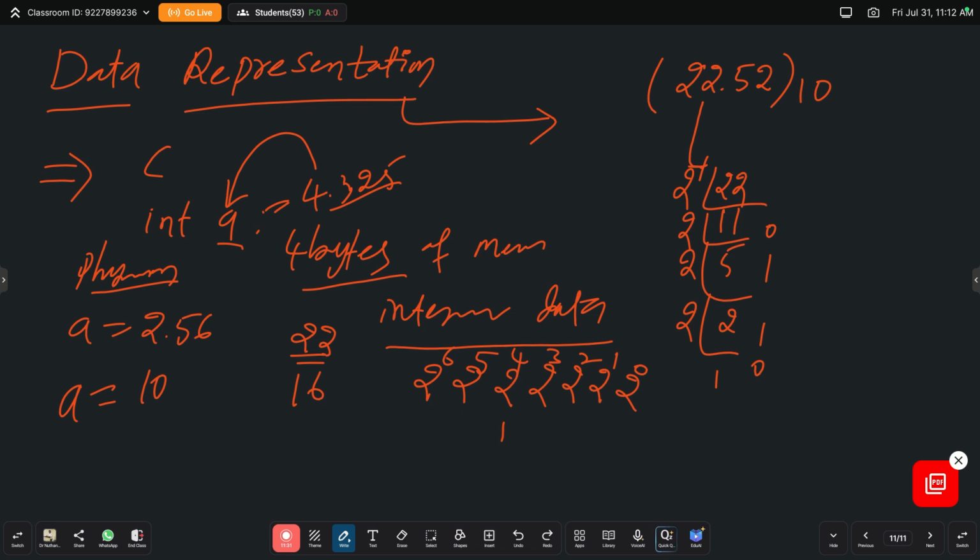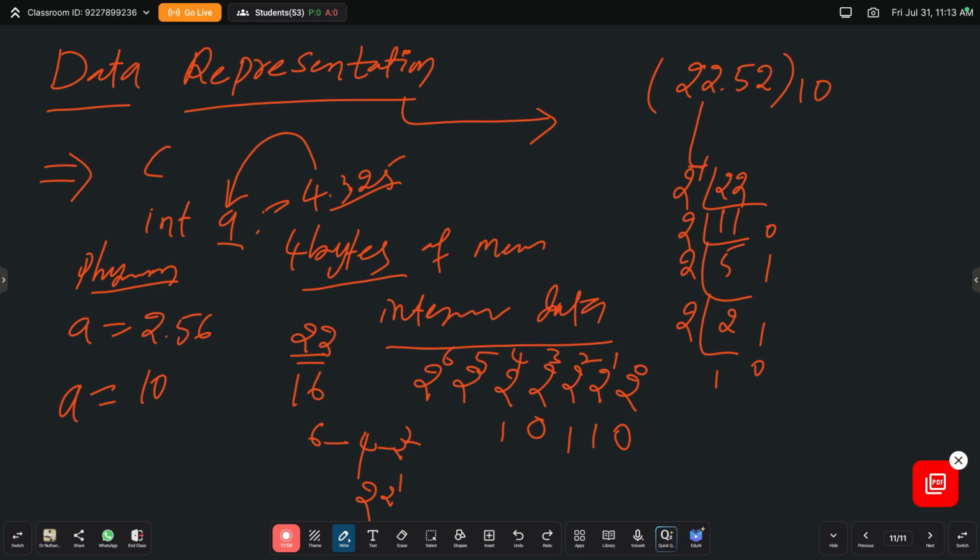Then 16. Remaining how much? 6. Nearest 2's power. 2 power 2 means 4. Remaining how much? 2. Then what will happen? 2 power 1. Means 2 power 2, 2 power 1. Then make the rest 0. Are you clear? Any number you can do it.